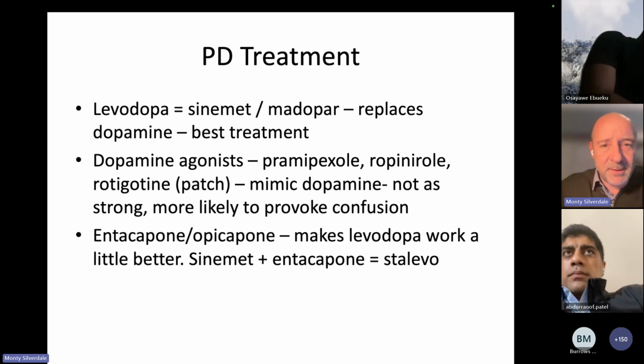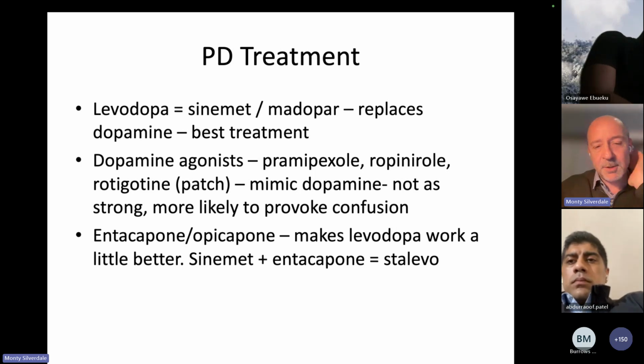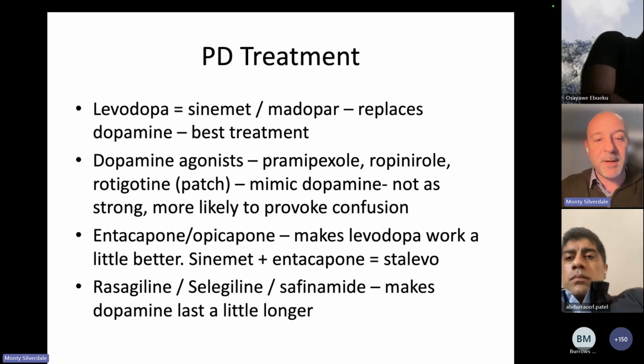And then the other drugs, in a sense, don't matter in this scenario. Entacapone and opicapone make the levodopa work a bit better and a bit longer. Sinemet and entacapone is called Stalevo, but in the acute scenario, it doesn't matter whether they get these or not. And rasagiline, selegiline, and safinamide make the dopamine last a little longer. So there's a subtle difference there. Entacapone and opicapone block the metabolism of levodopa in the plasma, whereas rasagiline, selegiline, and safinamide block the metabolism of dopamine in the brain.